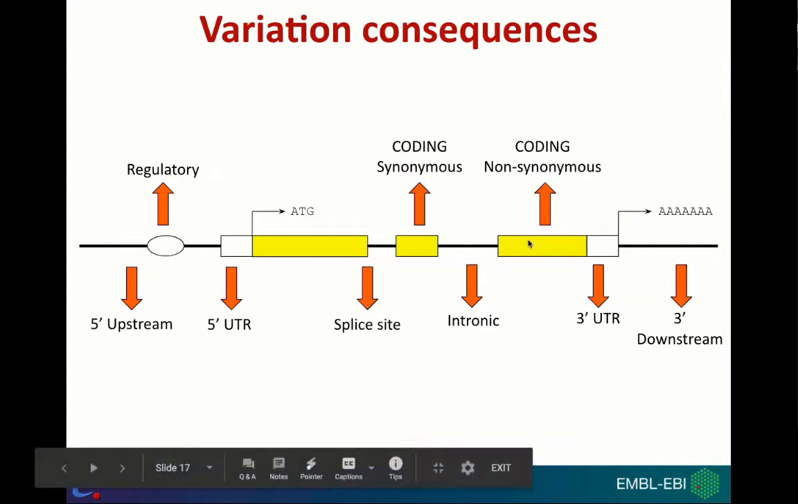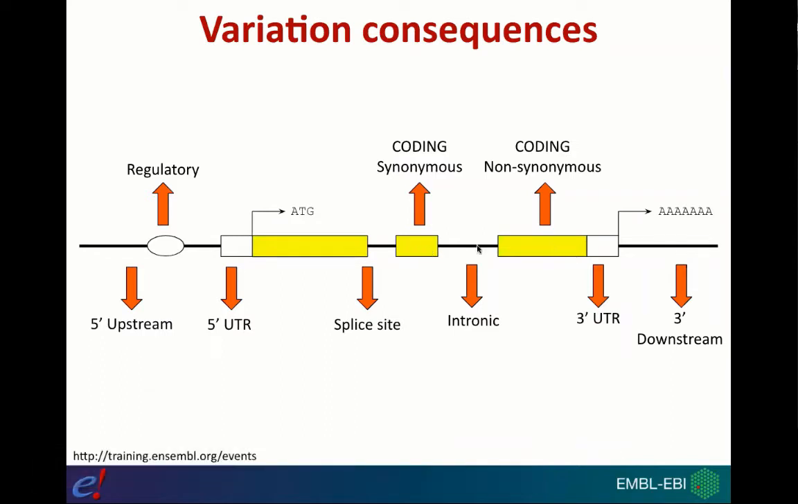Finally, we can think about a variant that falls within the coding sequence of a gene, depicted in yellow here, for example. And these come in two main flavors. Firstly, we can think about a variant in the genome that doesn't result in a change in the protein sequence. And these are called synonymous coding variants. And we can get these because the genetic code is degenerate. So we know that more than one codon can encode the same amino acid.